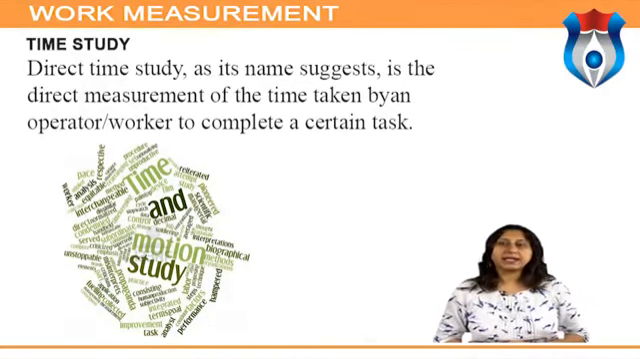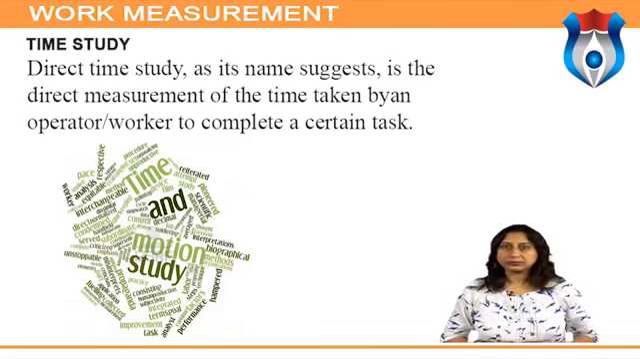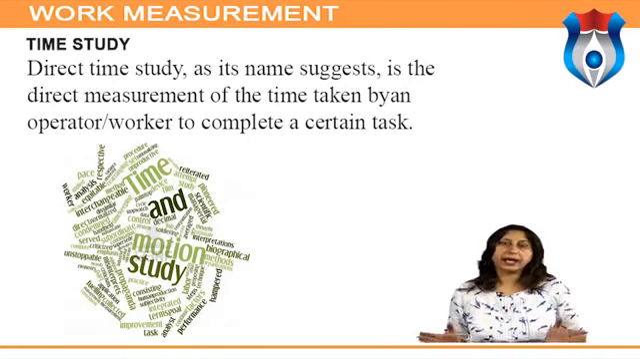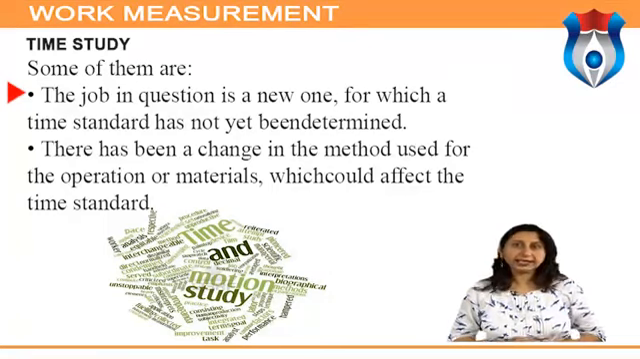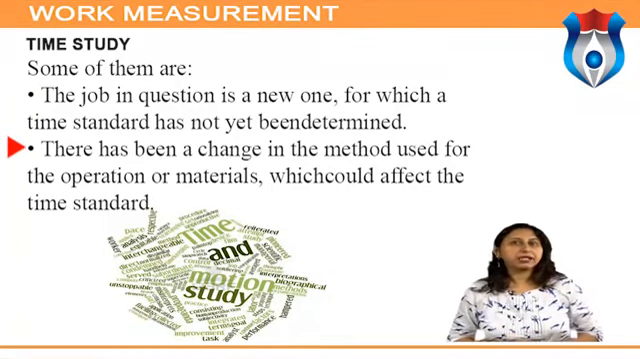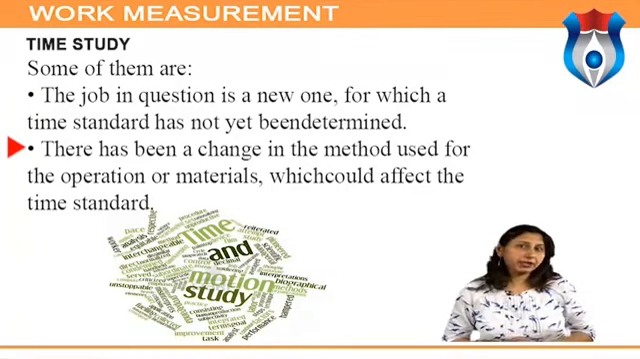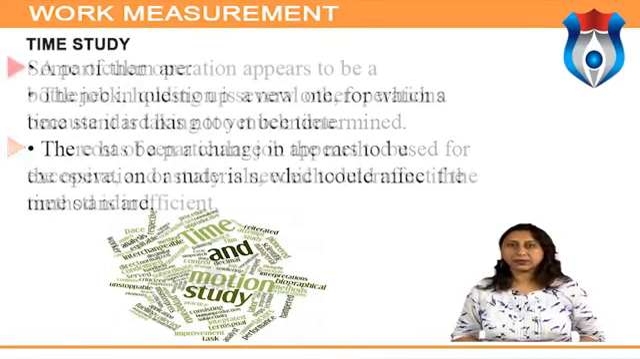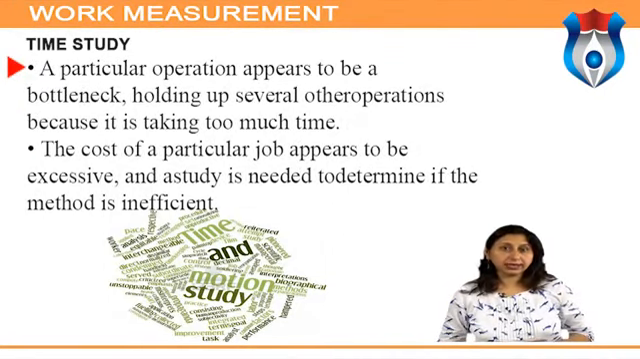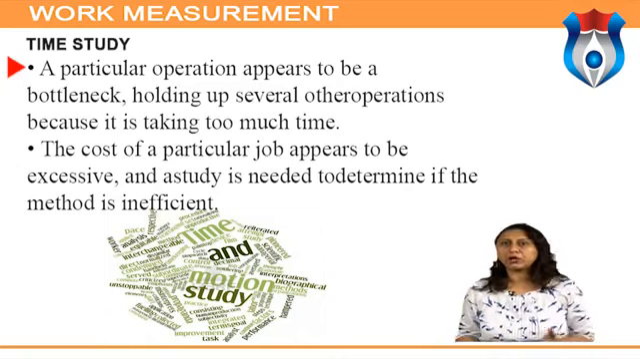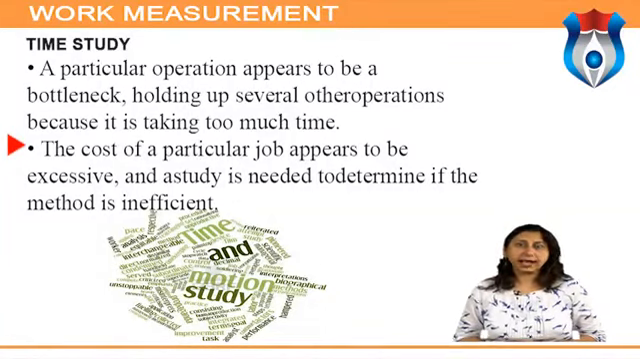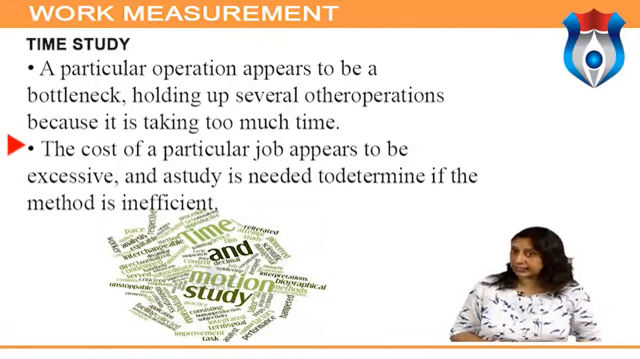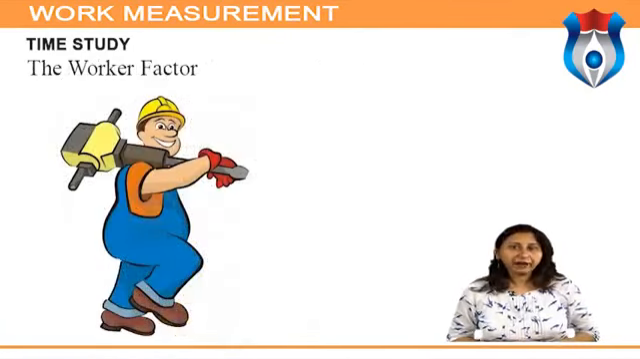Selection of the job for the time study is an important initial step. There are various reasons why a certain job or operation might need a time study performed on it. Some of them are: the job in question is a new one for which a time standard has not yet been determined. There has been a change in the method used for the operation or materials, which could affect the time standard. A particular operation appears to be a bottleneck holding up several other operations because it is taking too much time. The cost of a particular job appears to be excessive, and a study is needed to determine if the method is inefficient.